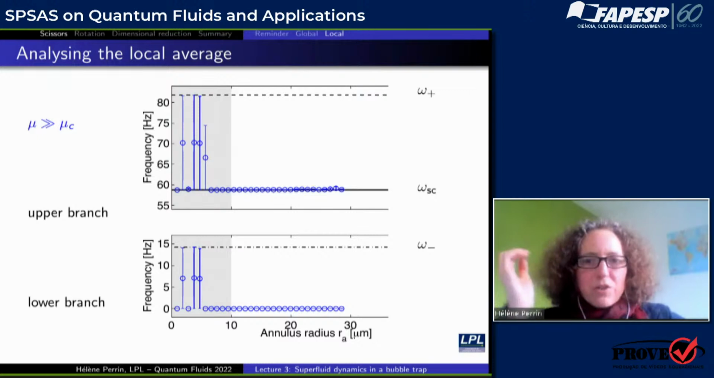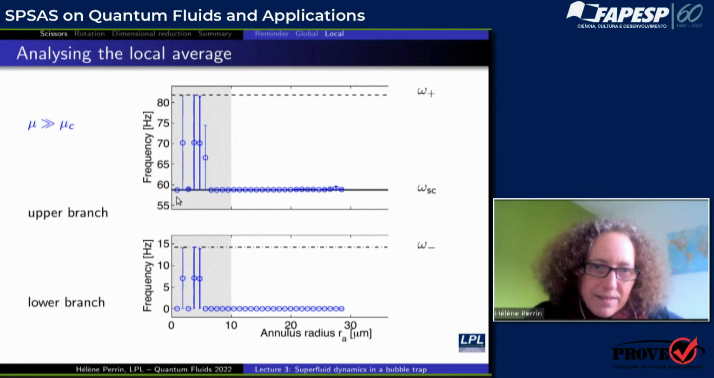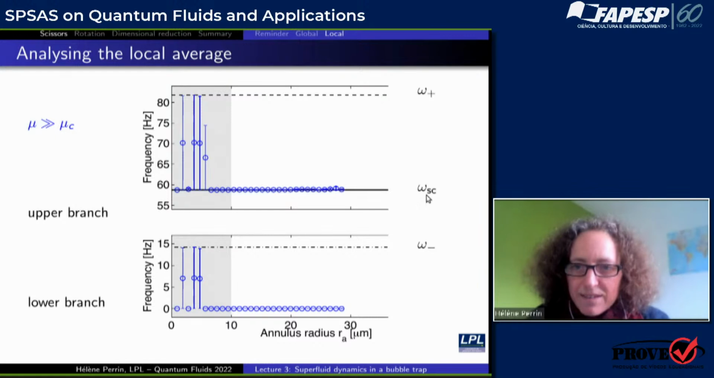First, I start with a situation where we know we are strongly superfluid. And here is a result of the fit for different values of this radius RA. So for small RAs, we are exactly in the center. And in fact, in the center, the superfluid mode is a surface mode. So the gas is not moving at all in the center. So that's why the fit is not relevant, and there are no proper results in this region. So I mark it as gray to say that in this region, it's hard to be conclusive. But when we are away enough from the center, we see a clear single oscillation at the scissors frequency and no other frequency.